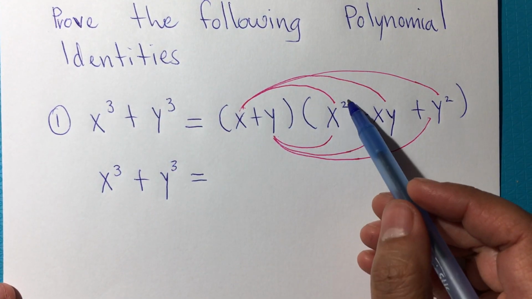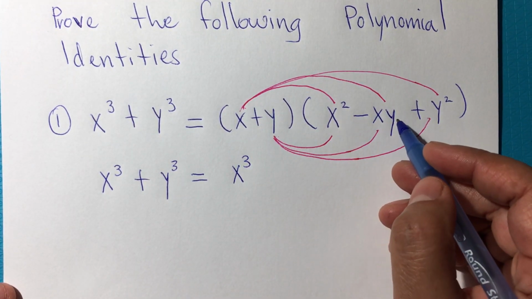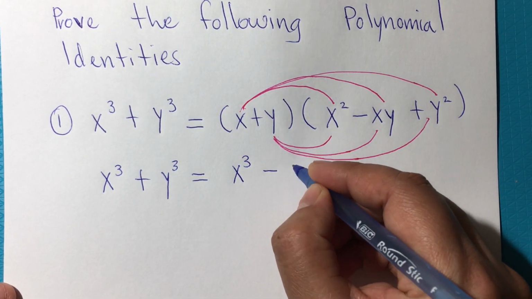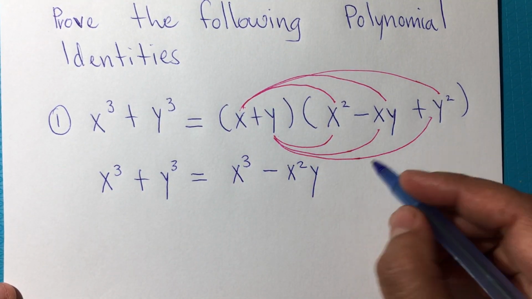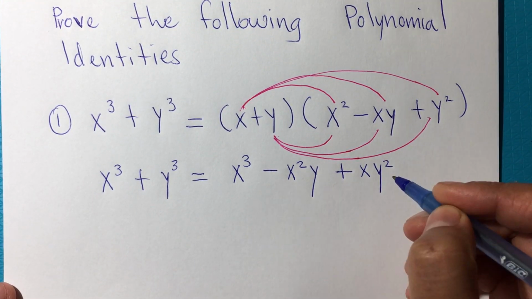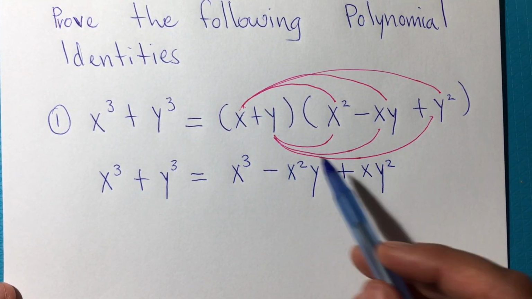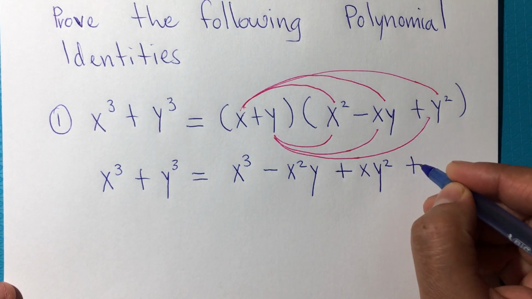Okay, so x times x squared, that will be x cubed. X times negative xy, it will be negative x squared y. X times y squared, positive xy squared. Now I do the other term, and so positive times positive is positive.